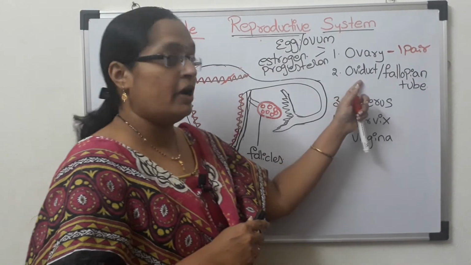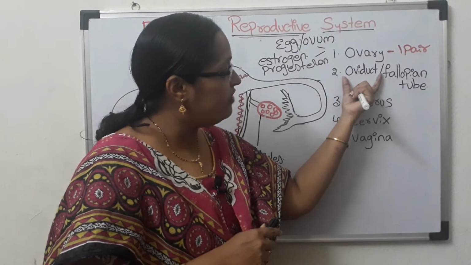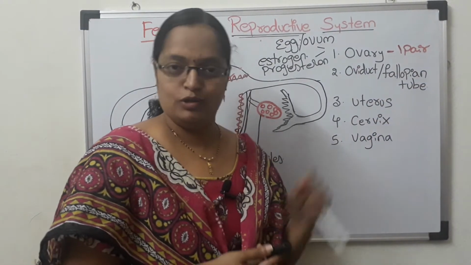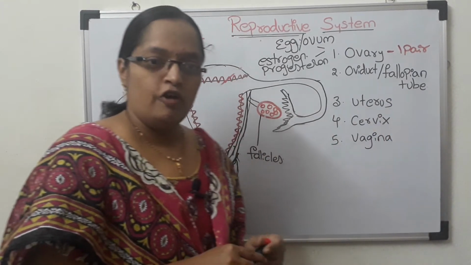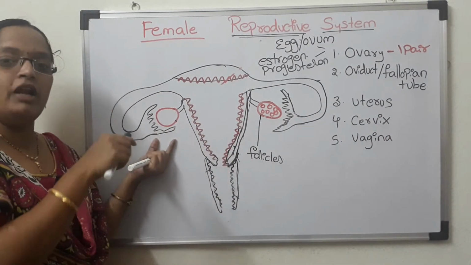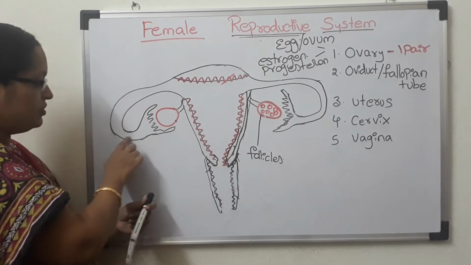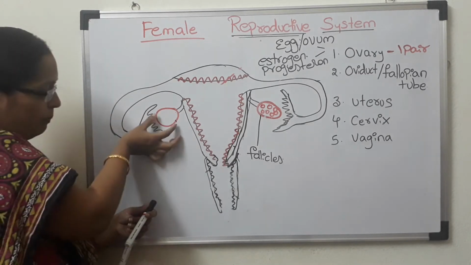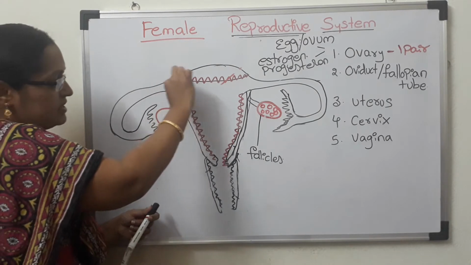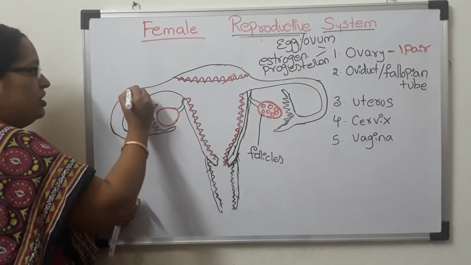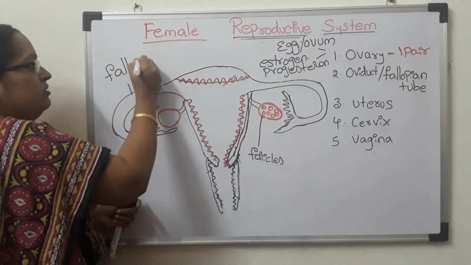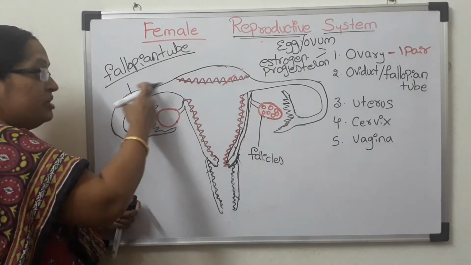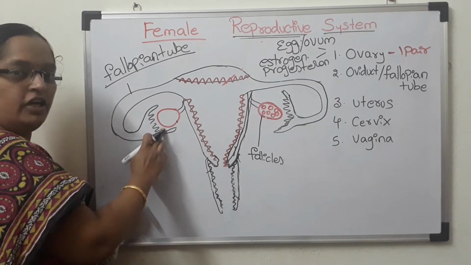Then comes the second part of the female reproductive system, that is the oviduct, also called the fallopian tube. The fallopian tube is a muscular tube-like structure which opens near the ovary, and the other end is connected to the uterus. Many muscles are present in its wall. It opens near the ovary.